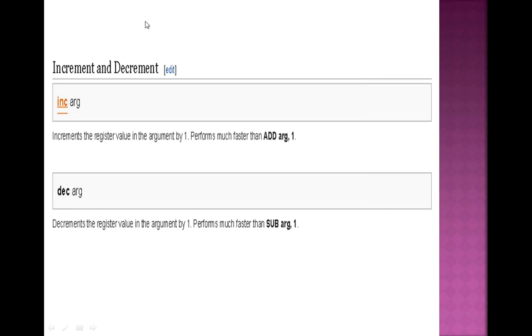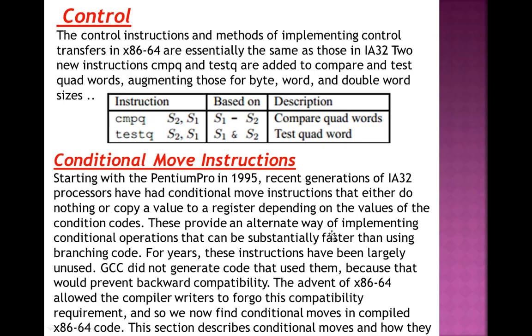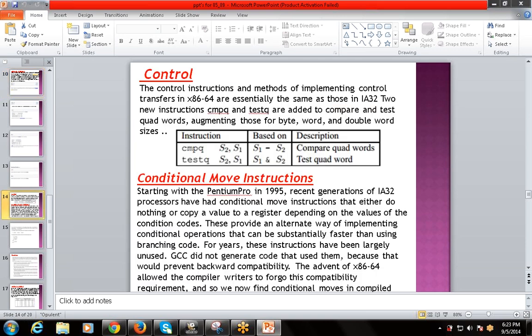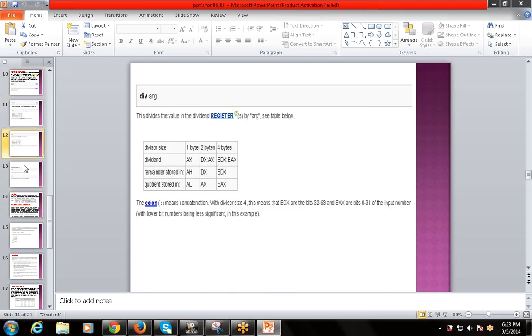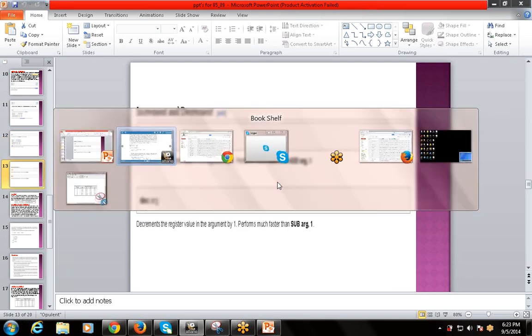Then decrement. This is your increment, and this is your decrement. So INC ARG, then DEC ARG. This decrements the register value in the argument by 1. So one increases the value, the other reduces the value by 1. It performs much faster than SUB ARG, 1. So these are the multiple instructions that we use in x86-64.